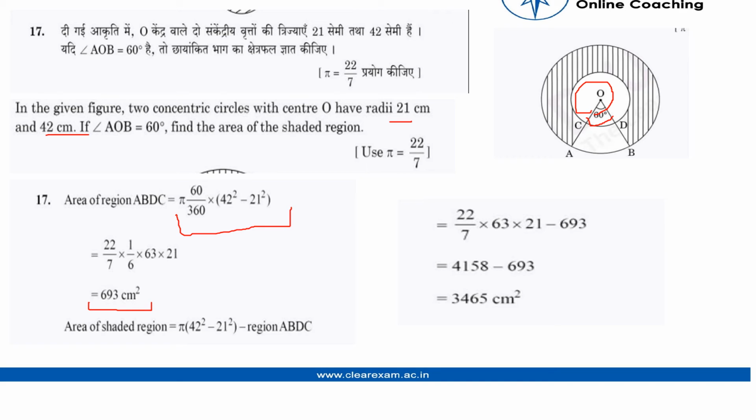Now, as we know, the area of a circle is pi r square, so let's subtract 693 from the area of the circle. Pi r square minus 693, which is 4158 minus 693, which is equal to 3465 centimeter square. This is our area of the shaded region.